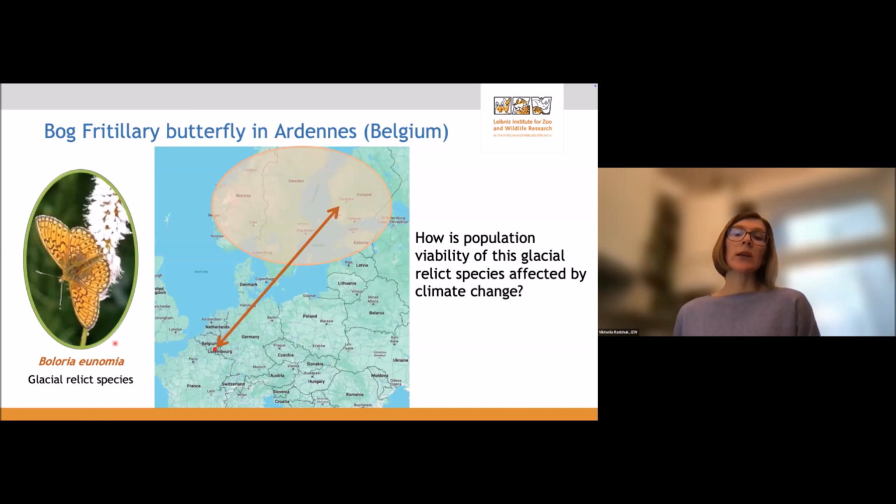This butterfly species is called a glacial relict species, which means that it inhabits the habitats that were left by the glacial period. These habitats in Western Europe are peat bogs and wet meadows, and they are separated by hundreds of kilometers of unsuitable habitat from the larger habitats that are available again in Scandinavia.